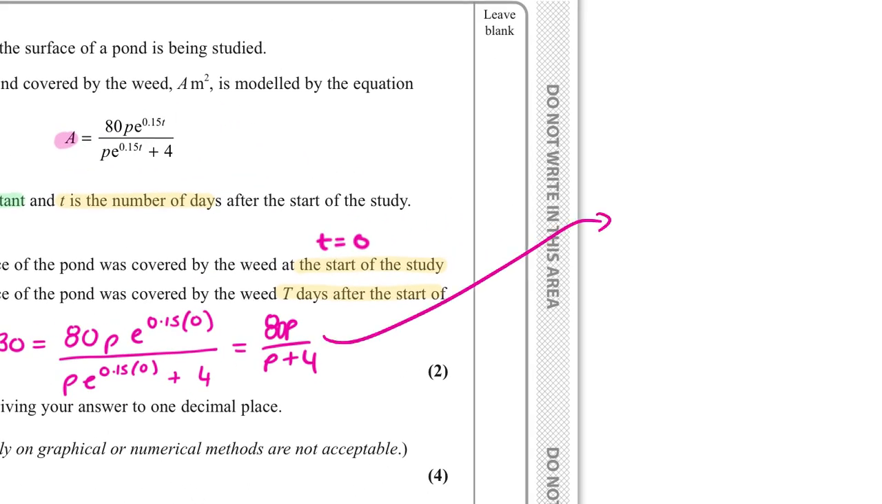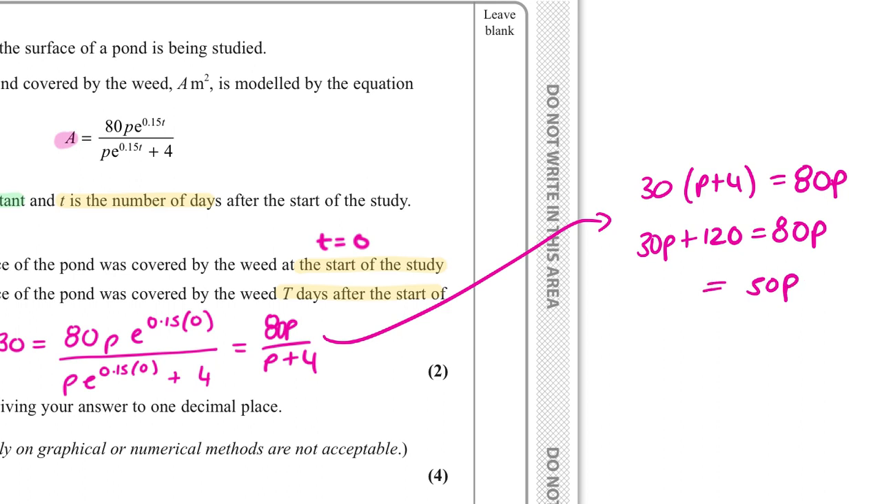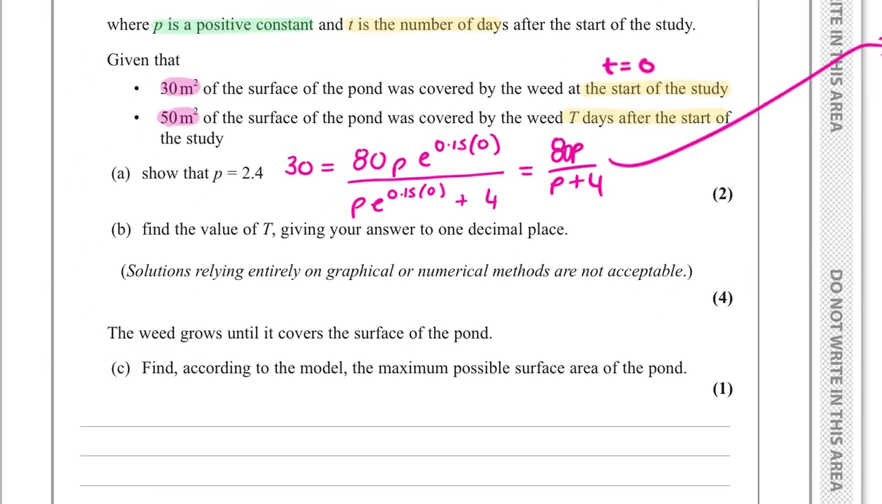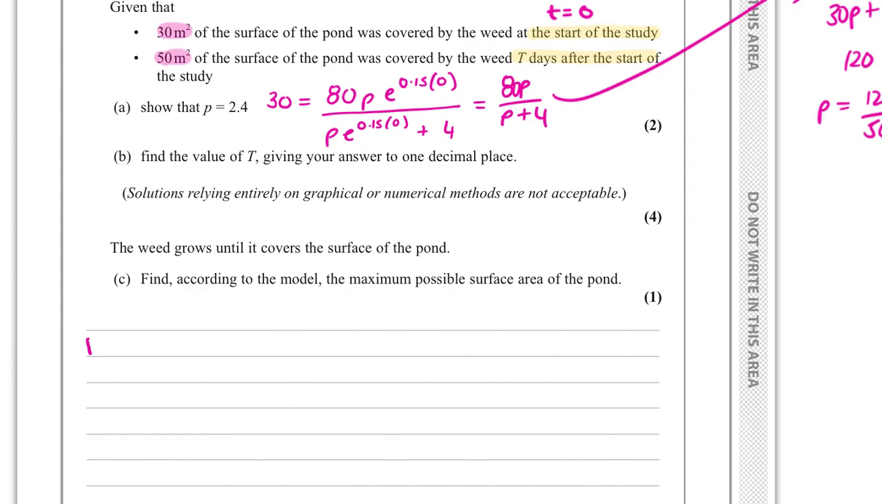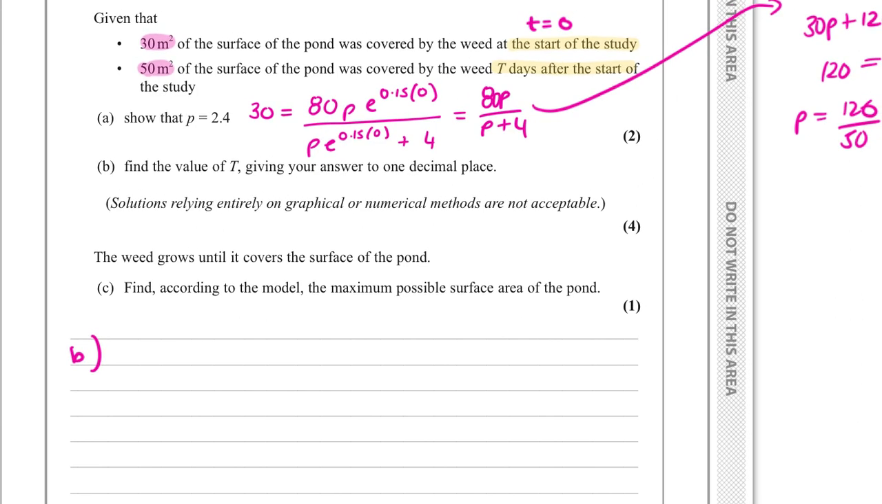Right, so 30 lots of p plus 4 equals 80p. So 30p plus 120 equals 80p. So 50p equals 120. P equals 120 divided by 50, which is 2.4. Therefore shown. So now we know P is 2.4. And now it wants us to find the value of T.